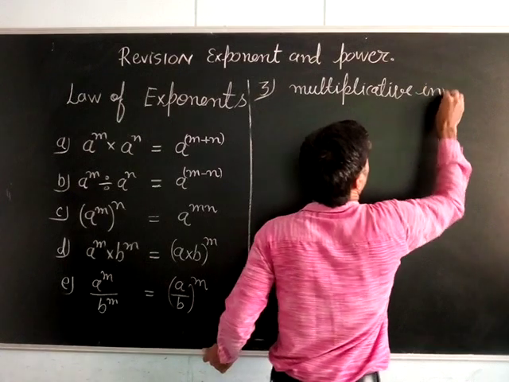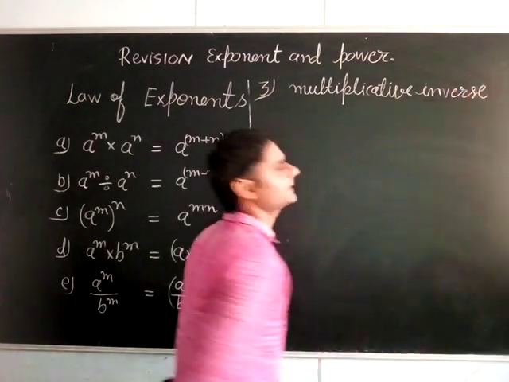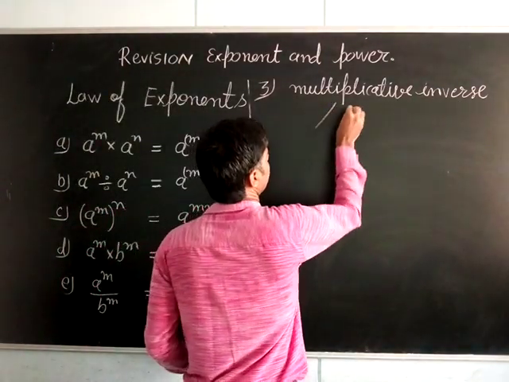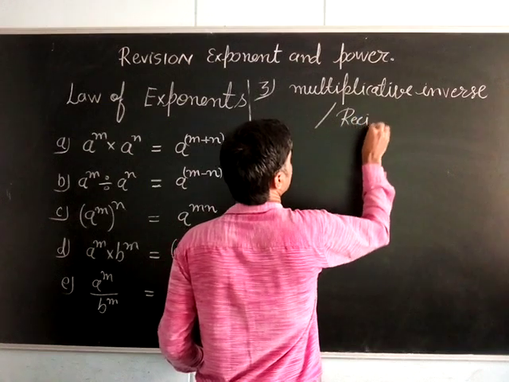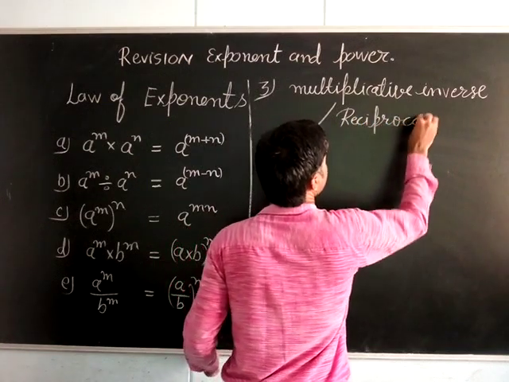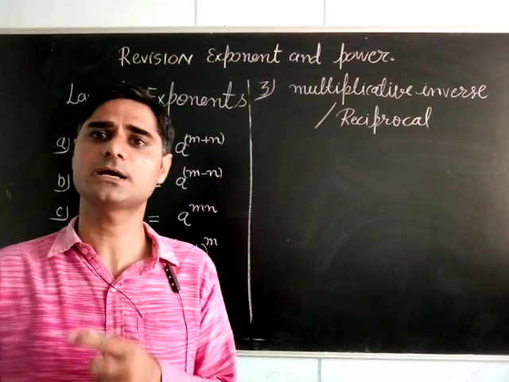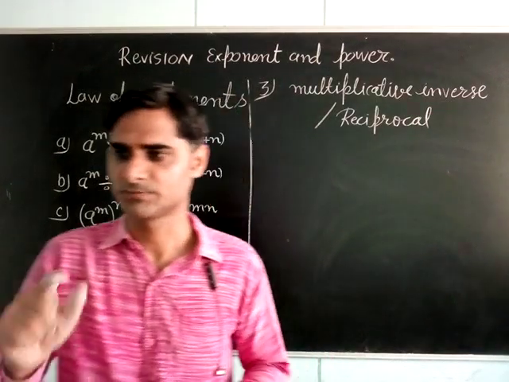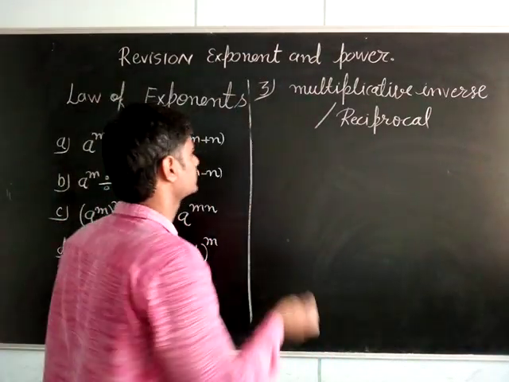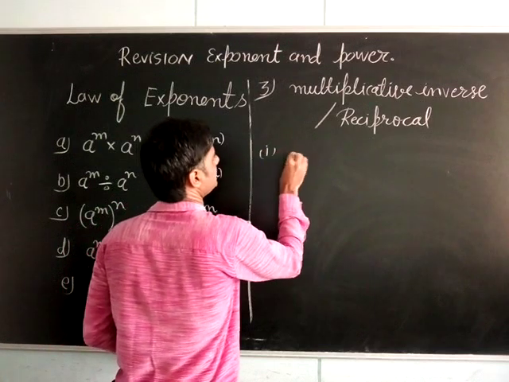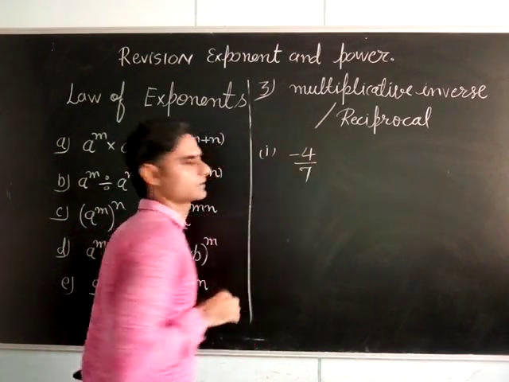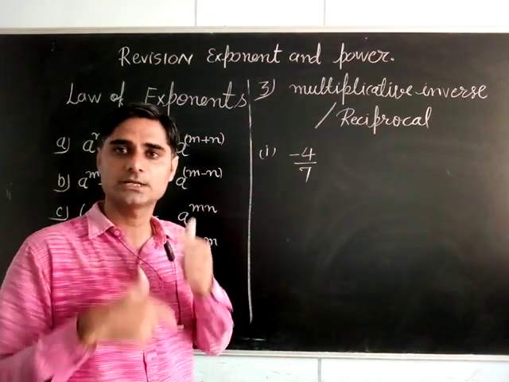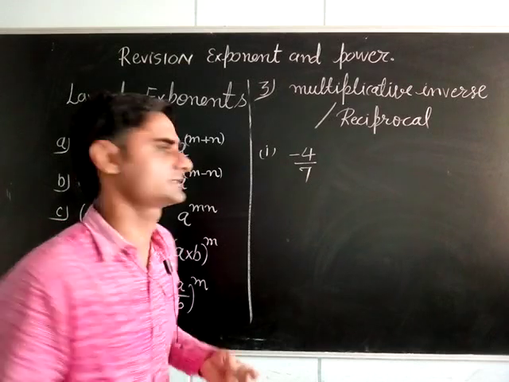Multiplicative inverse means reciprocal. Okay, the other name of the same is reciprocal also. Reciprocal means the numerator will become the denominator and the denominator will become the numerator. Very easy. So now the first question is given: minus 4 upon 7. Just change the numerator into denominator and denominator into numerator. Just inverse.